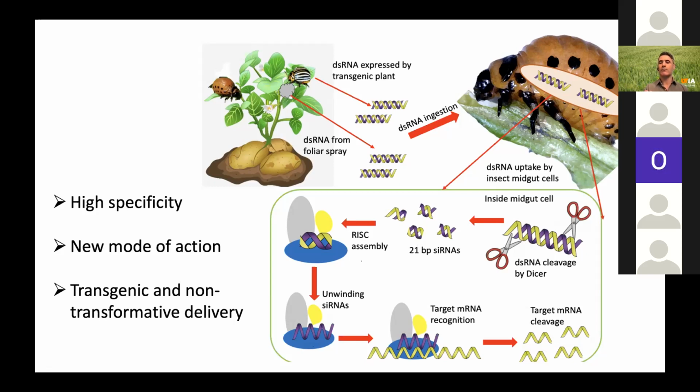But I wanted to make the point that, at least in theory, an alteration in any of these steps could potentially lead to resistance. In contrast to all that we know about how double-stranded RNA and RNAi works, we don't know a lot about what mechanisms of resistance insects may develop against these pesticides.